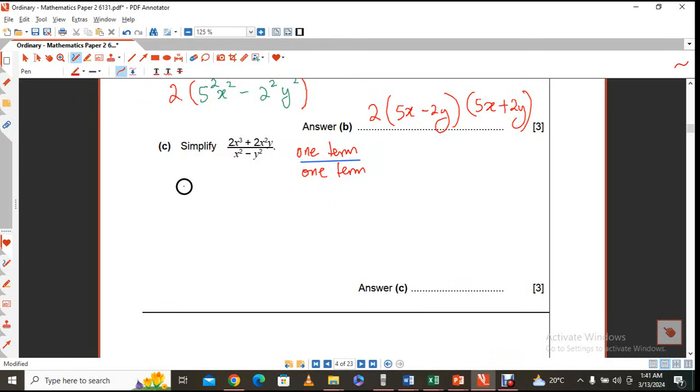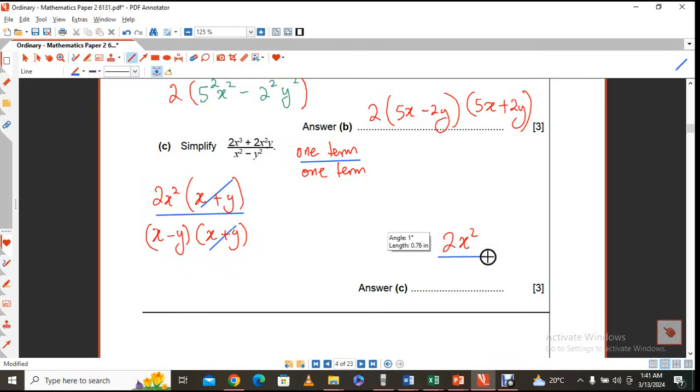So on top, in the numerator, you take out a common factor, which is 2x squared, and you're left with x plus y. And when you do the denominator, you should realize that you have the difference of two squares, which is factorized as x minus y as well as x plus y. Now, once you're here, you can cancel out the common factors. So at the end of the day, you are left with 2x squared over x minus y.